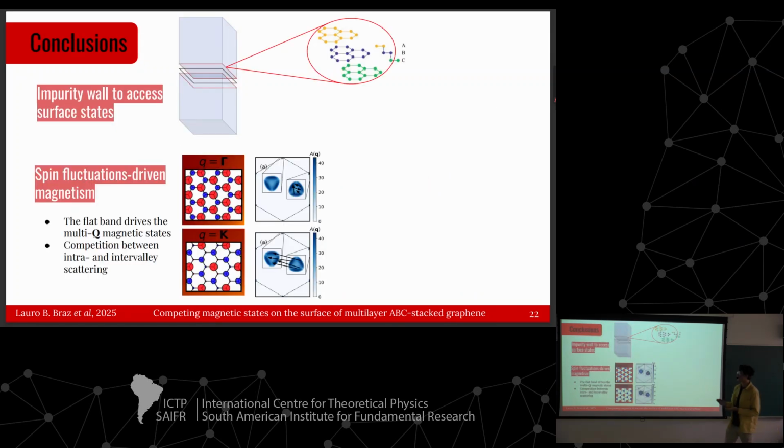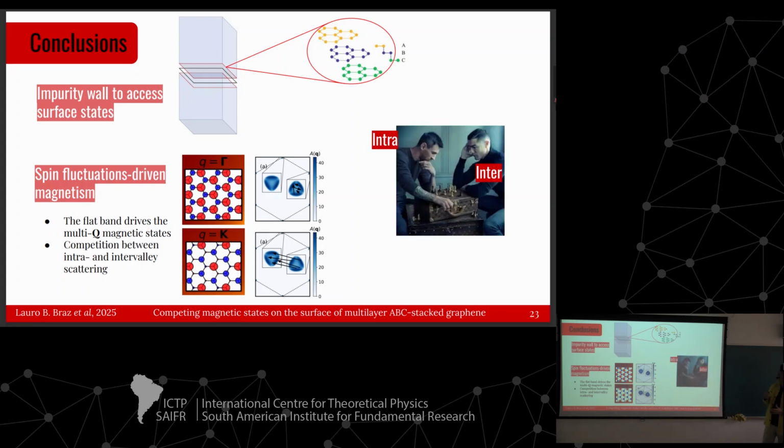So, in sum, using the impurity wall method to access the surface states, we probed that the flat band drives these multi-Q magnetic states, and that they establish a competition between intra-valley and inter-valley scattering events, establishing a first competition between kings.